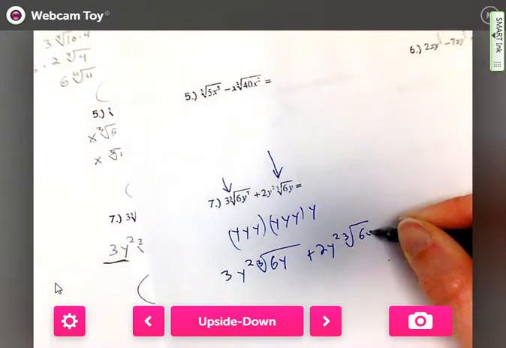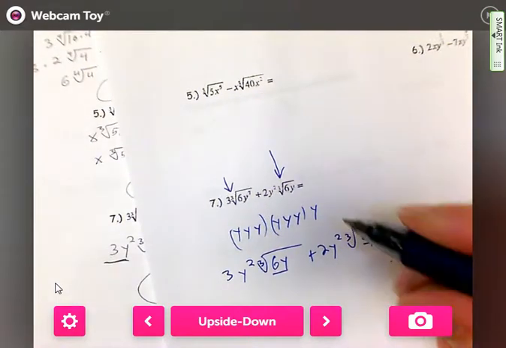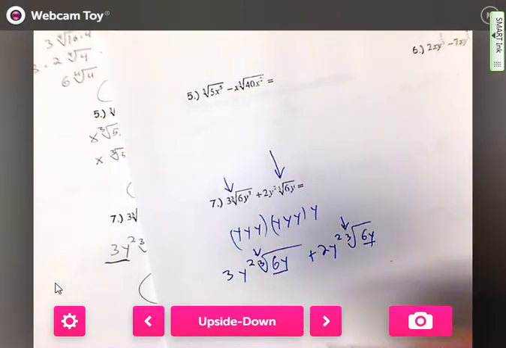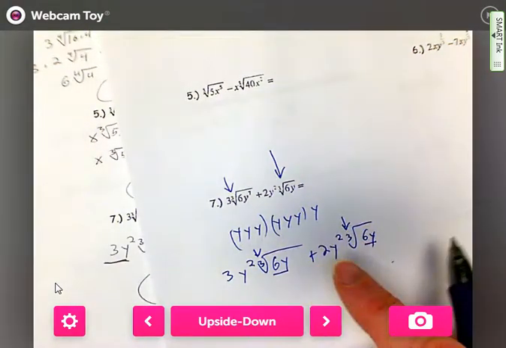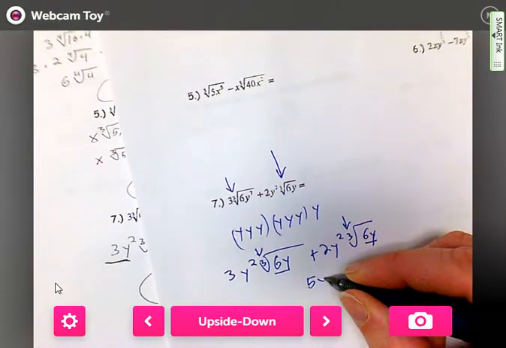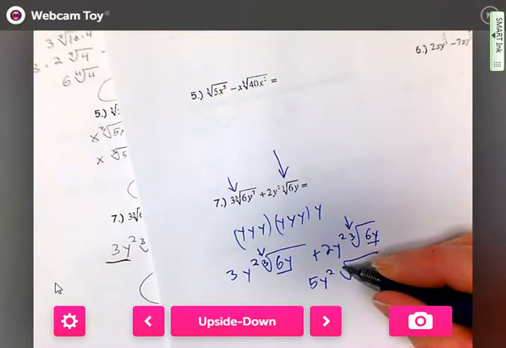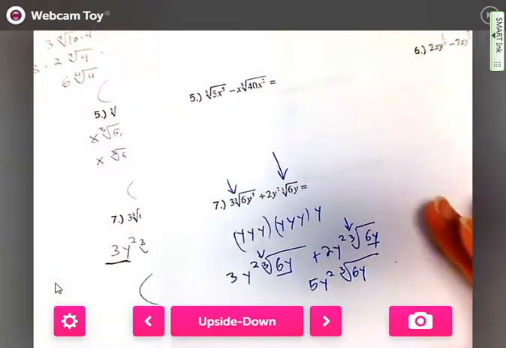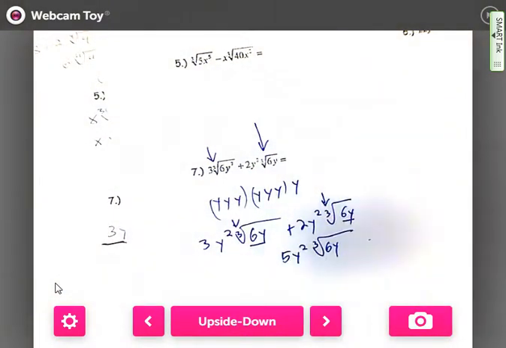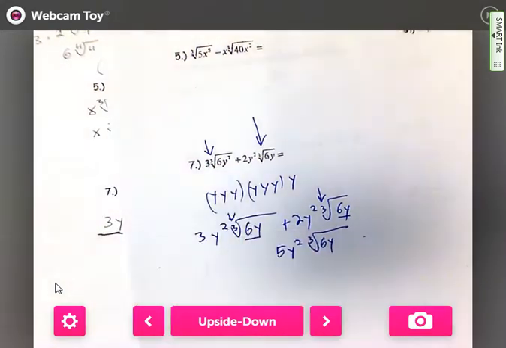Now both of these match, and they're both taken to the 3rd root, so I can put them together. 3y squared plus 2y squared is 5y squared, and it's still the 3rd root of 6y. Okay? Just watch for those groups. If this said to the 4th, I would have to group them by 4s. So if you just do the evens on this, that's fine.